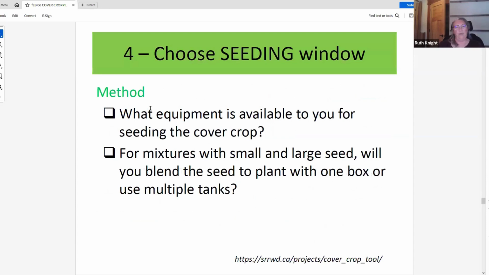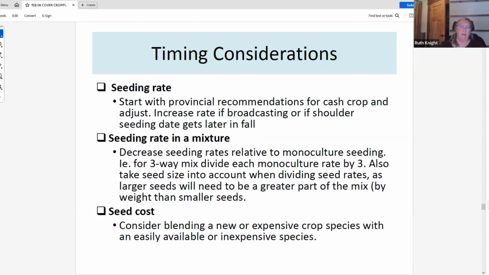The fourth step is choosing the seeding window. That's really dependent upon the equipment that you have available to you for seeding the cover crop. And for mixtures where you have small and large seed, will you blend the seed to put it into one box, or will you put it in multiple tanks? Really, that has an impact in terms of your method of seeding, and then your timing in terms of seeding rate.